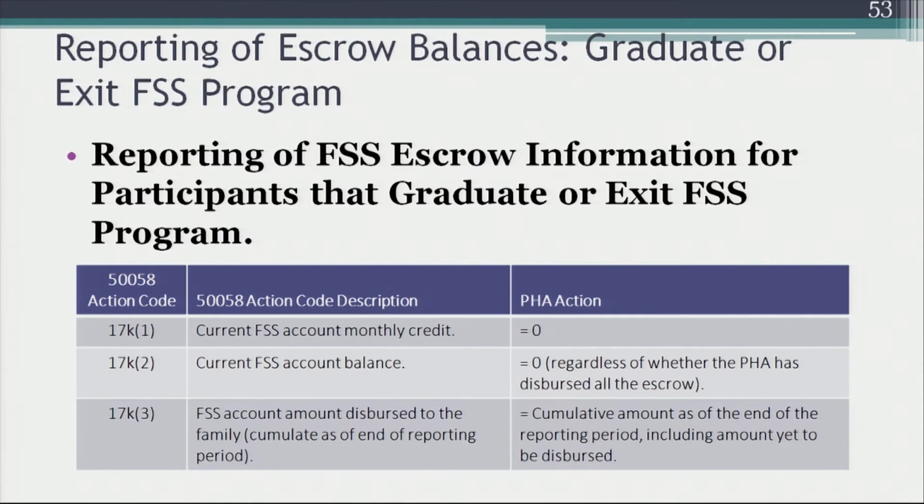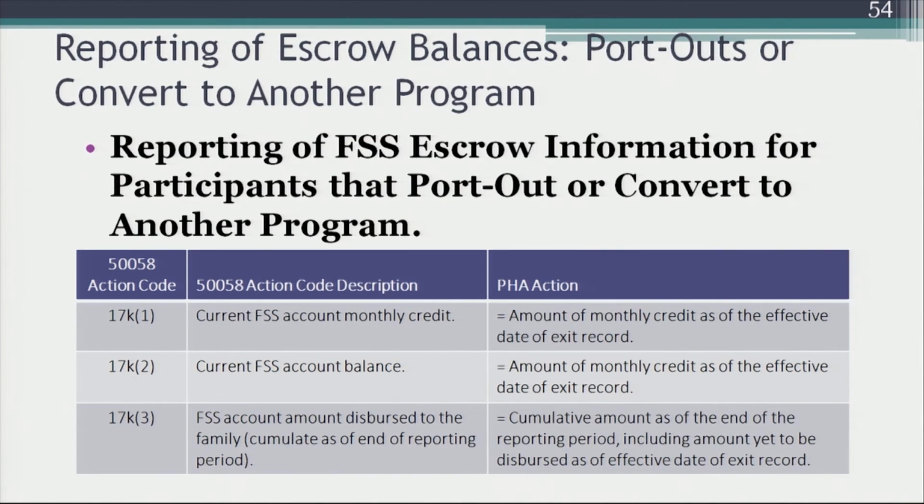Similarly, the amount dispersed would reflect the amount that would have gone to the FSS family, even if some of it has not yet been dispersed just because of accounting processing and actually cutting the check itself. When we're looking at a port out situation or a conversion to another program, again, similar thinking: the monthly credit should be the credit that becomes effective on the day of the exit. The balance would be at the date that the family was moved out. And then the amount dispersed would probably have no change, because we didn't actually disperse anything. They're still in the program. So it'd be just cumulative as of the end of the reporting period.